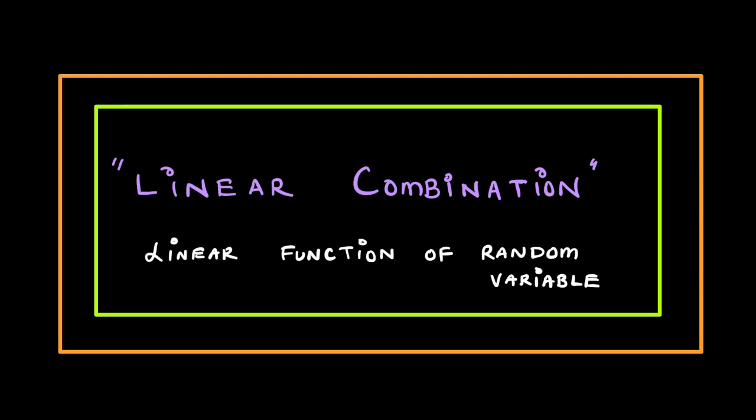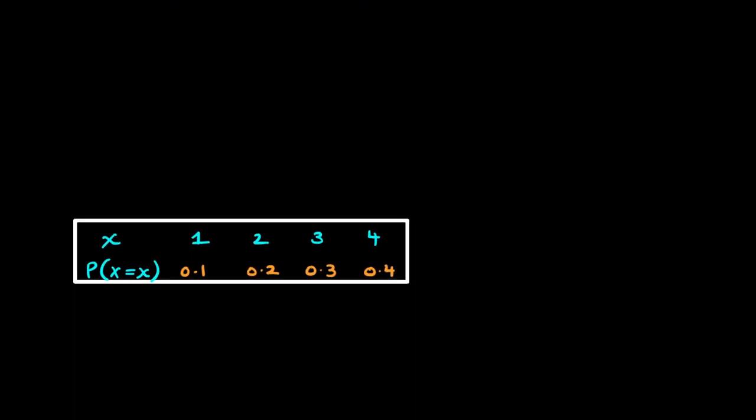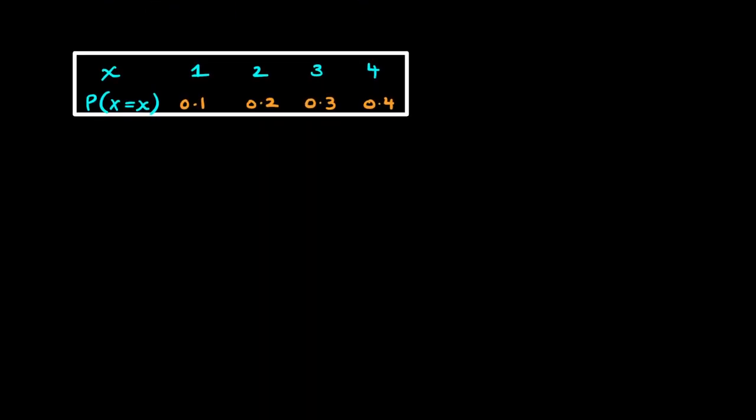In this video, we will be starting with the concept of linear combination of random variables. We will start with the very basic of it. Now, first of all, let's look at this table. This is a probability distribution table for a discrete random variable x. There are 4 values of x given, 1, 2, 3, 4. The corresponding probabilities are given.